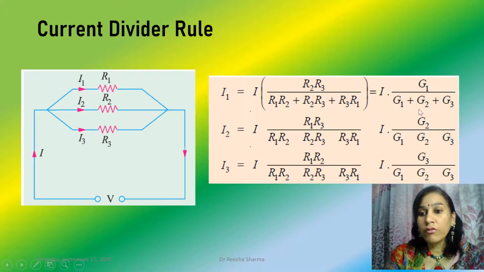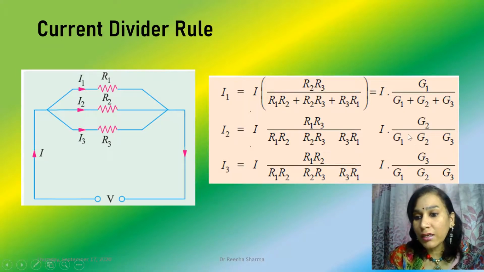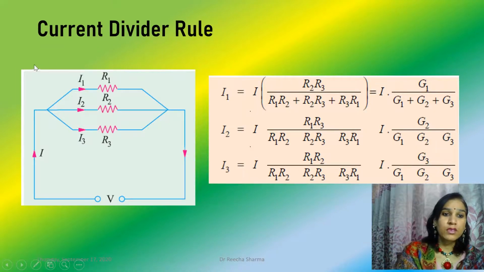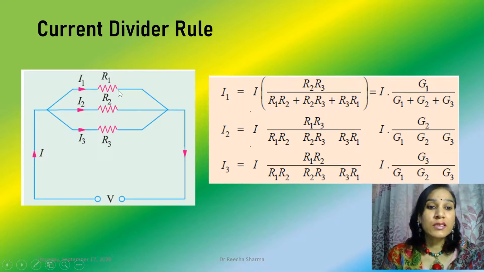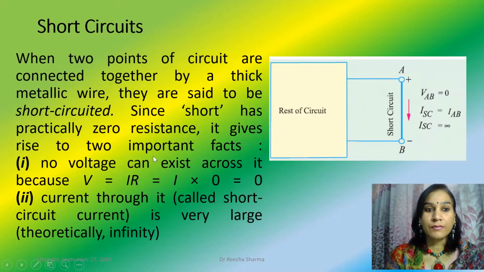If we want to find it in terms of conductance, then it is I into G1 upon G1 plus G2 plus G3. Similarly I into G2 upon G1 plus G2 plus G3, and similarly for this. Here again the plus sign is missing by mistake. So this is the current divider rule for resistances in parallel, when three resistances are in parallel.